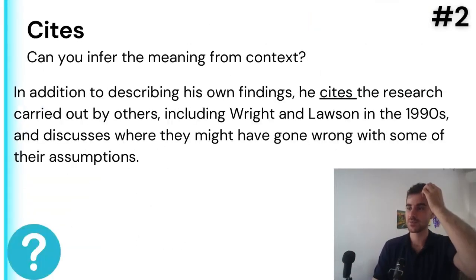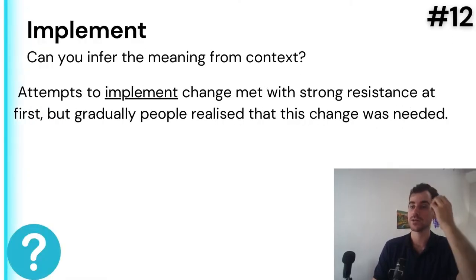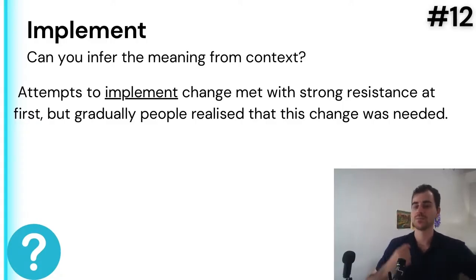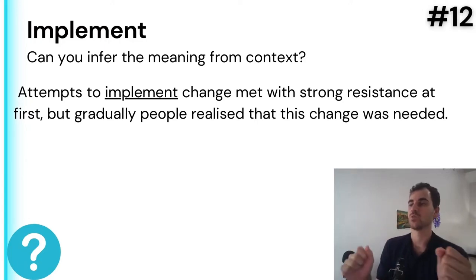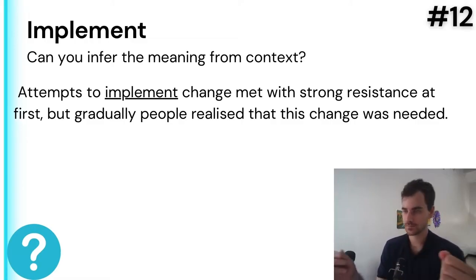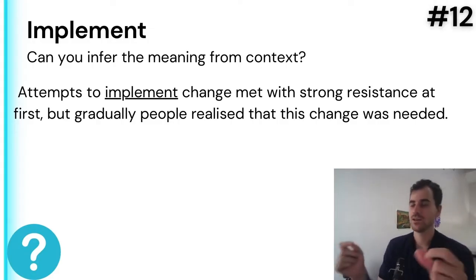So I just need to skip ahead here to number 12, implement. Can you infer the meaning from the context? Attempts to implement change met with strong resistance at first, but gradually people realized that this change was needed. Implement is a verb in this sentence. We want to implement change. What does that mean? We need some more information.